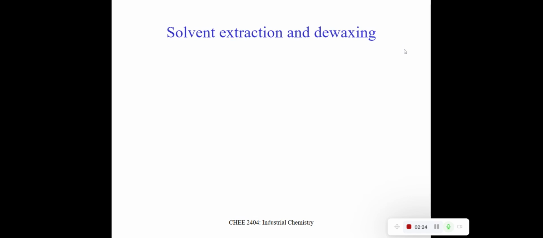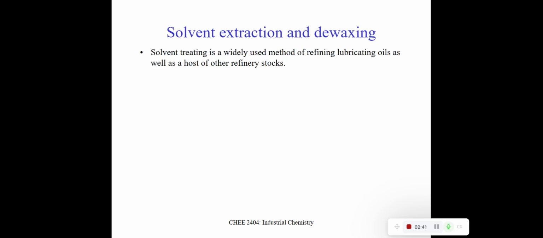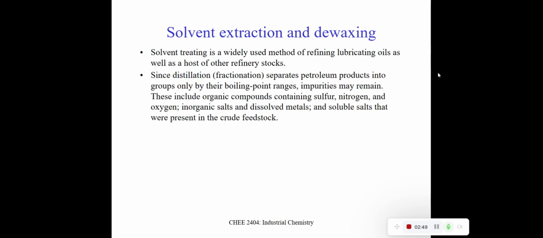Now the solvent extraction is to prevent the corrosion and to prevent poisoning of catalyst, and to improve the final product, right? Now solvent treating is a widely used method of refining lubricating oils as well as a host of other refining stocks. Since the distillation separates the crude oil into various fractions by their boiling point ranges, by reducing the volatility of those products, right?